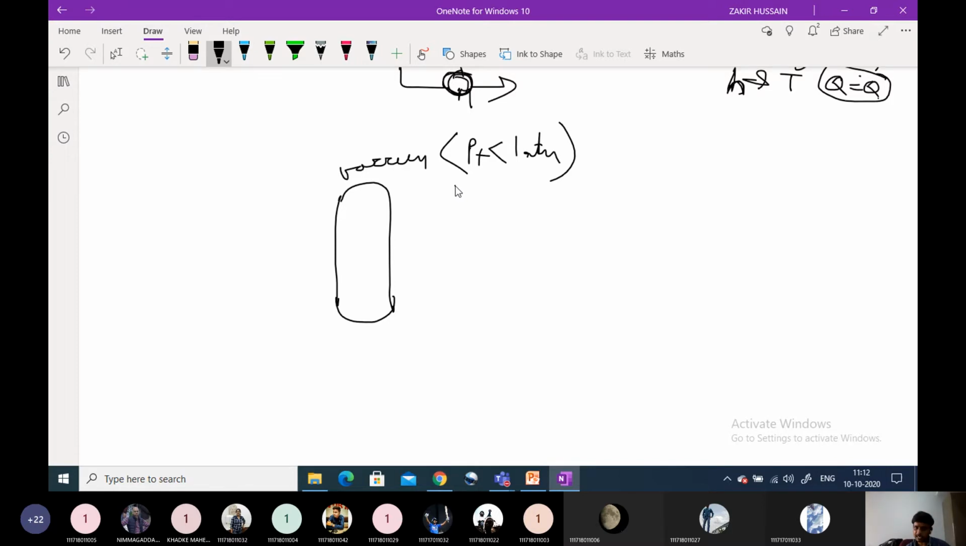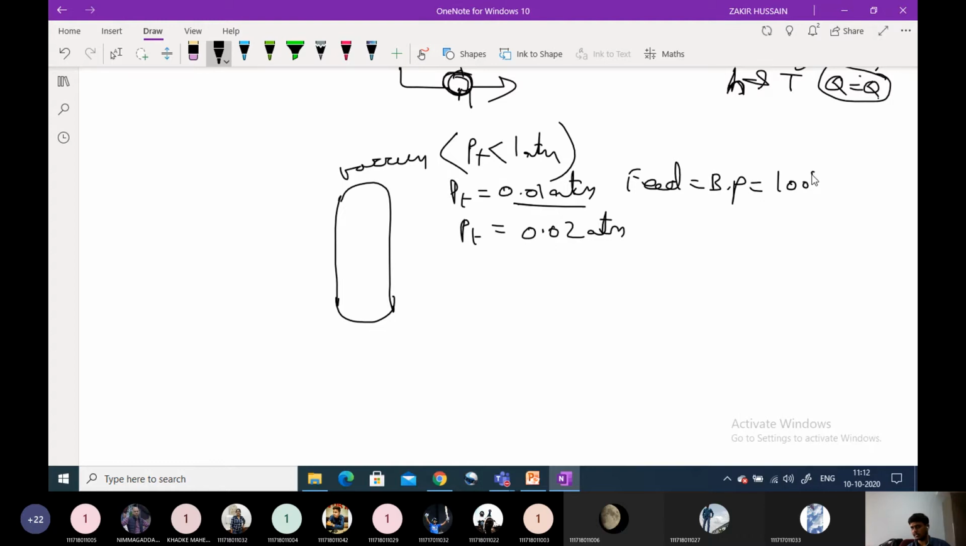When your desired vacuum pressure condition is PT equal to some 0.01 atma, but your vacuum is reduced, that means your pressure has been increased. You have increased your pressure to some 0.02 atma, but you are supposed to operate your distillation column at 0.01 atma. Then what happens? For example, if your feed has a boiling point of some 100 degrees centigrade at this pressure, and you increase the pressure, the feed boiling point will obviously reach some 102 to 110 degrees centigrade.